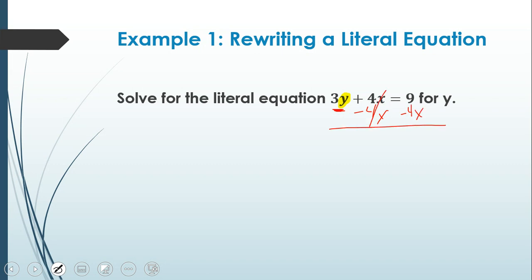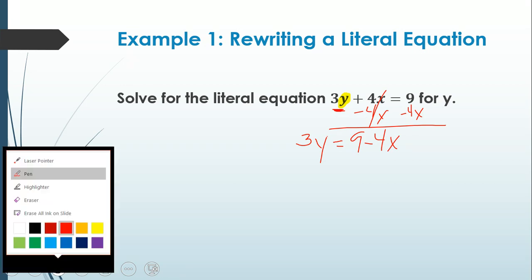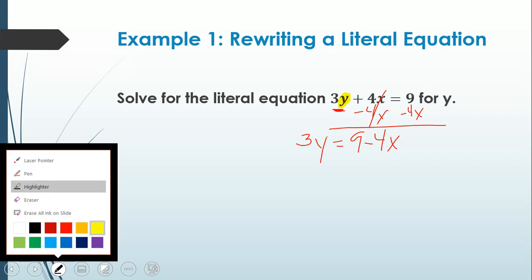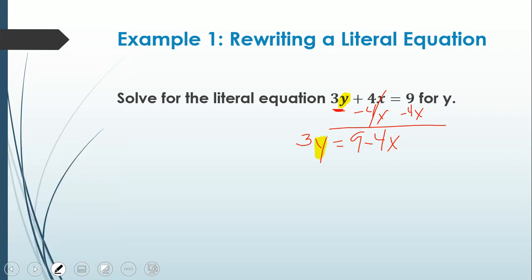That will cancel this. And then I have 9 minus 4x. I can't combine those because those are not like terms. So now I have 3y equals 9 minus 4x. So now I have to think to myself, okay, what's my goal? Get the y by itself. So I'm going to deal with that 3.